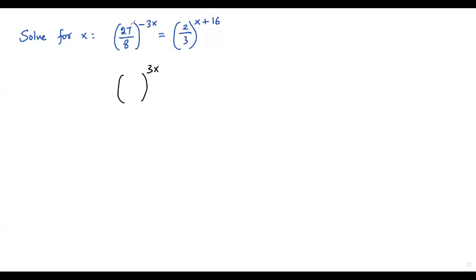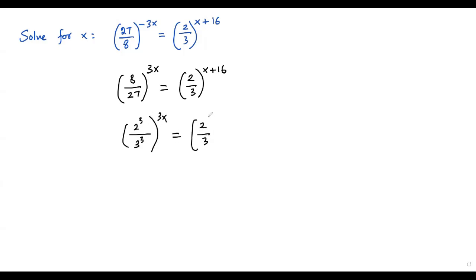Then I have to take the reciprocal of the base. So when I take the reciprocal of 27 over 8, I'm getting 8 over 27. I'm writing the right side as it is, that is 2 over 3 whole to the power of x plus 16. Now I already know that 8 is a power of 2, so 8 can be written as 2 cube, and 27 can be written as 3 cube, whole to the power 3x equals 2 over 3 whole to the power x plus 16.